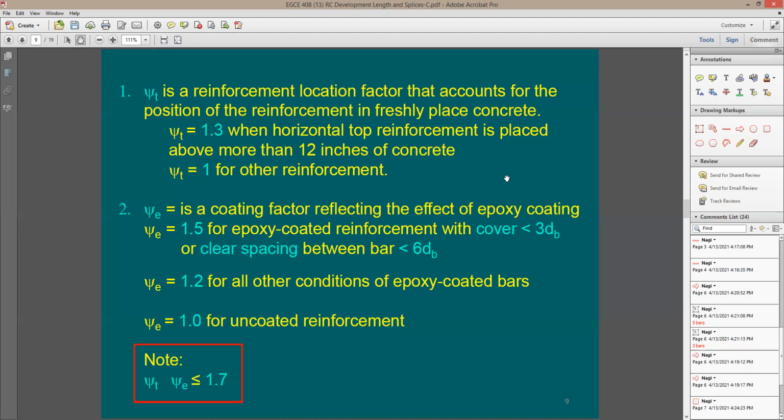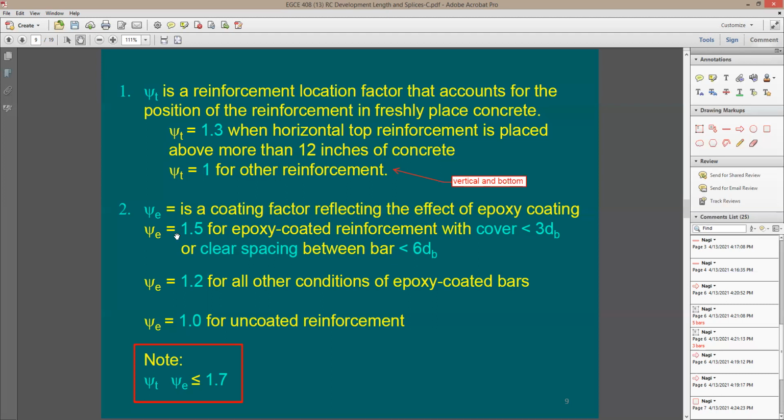How about vertical rebars? What psi sub T should I use? I need help. Vertical rebars, is it mentioned here? You see here anything about vertical? I see it. It says it's going to be 1. Why? Because it's going to be other reinforcement, including vertical and bottom reinforcement. All right, now let's talk about this psi sub E for the epoxy. When you have epoxy coating, it is going to be 1.5.